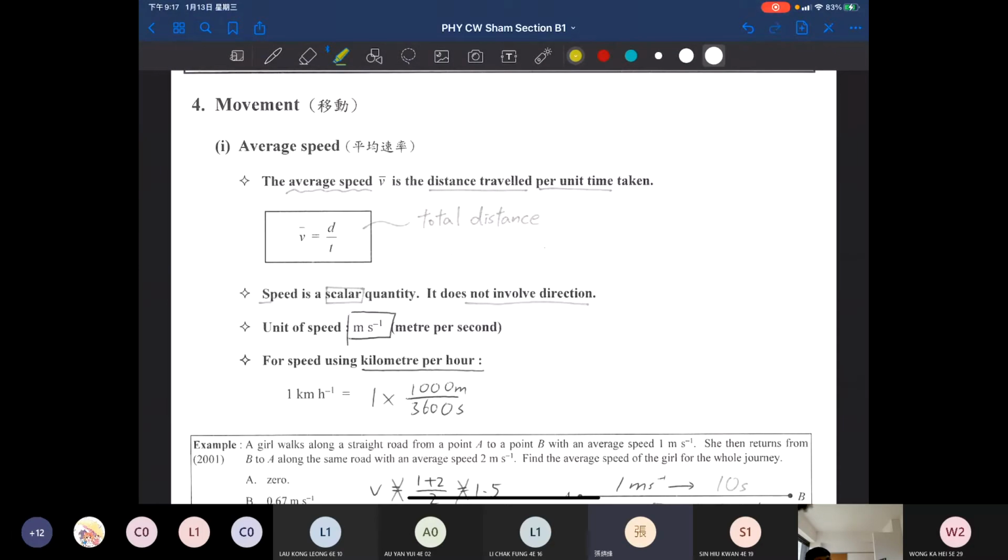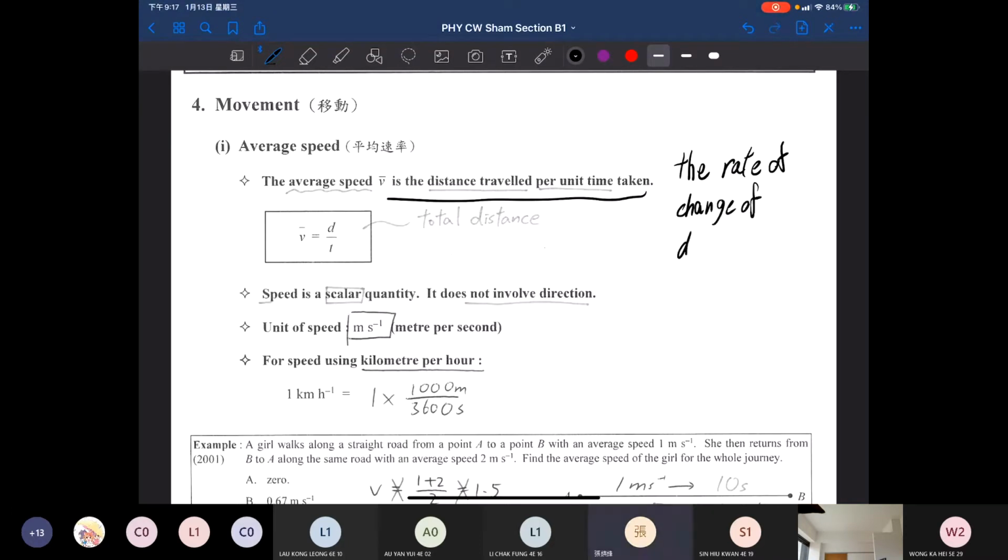Actually, the average speed is the distance traveled per unit of time taken. But mostly, I would like you to write this down. It can be represented by other words, like the rate of change of distance. This is a very common representation for this kind of thing.